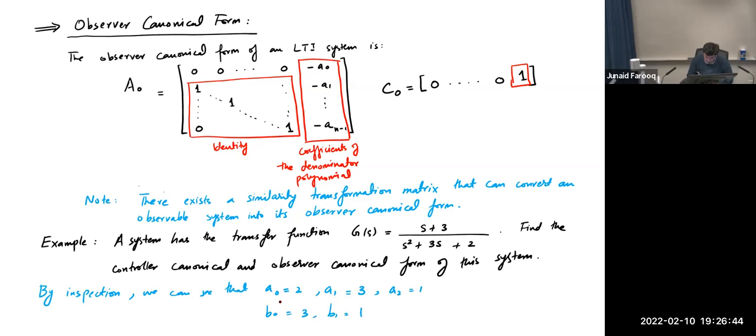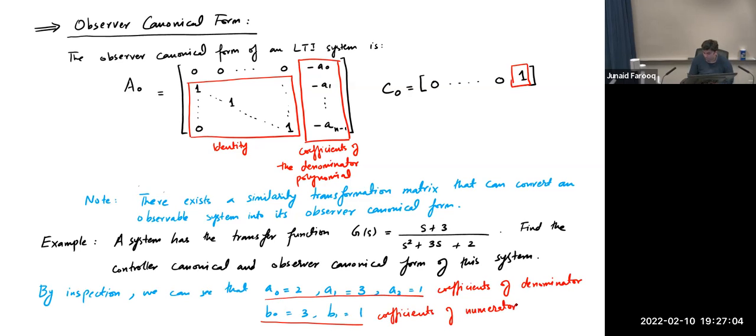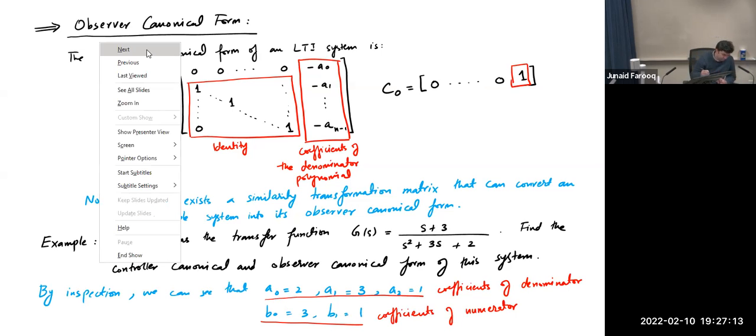Right, and if you want to be precise, these are coefficients of denominator. These are coefficients of numerator. So once we have these constants, I think the controller and observer canonical form are pretty straightforward. So let's just write them here so that people can refer to this example later.